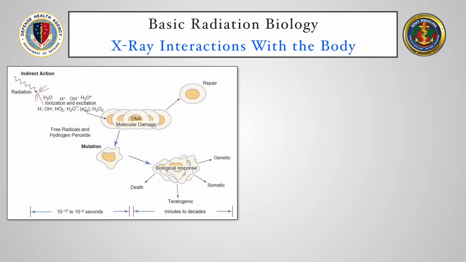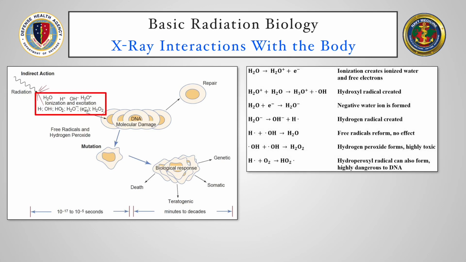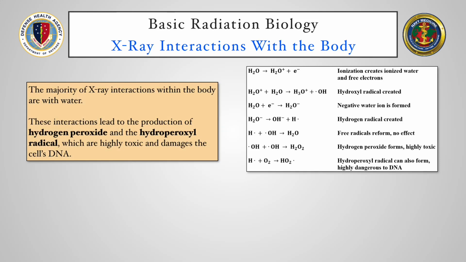Those refer to the effects that are a result of the radiation interactions within the body that create reactive chemical species, which then go on to interact with the DNA in the cell. Because water makes up 70% of the human body, the majority of radiation-induced damage from medical X-rays is caused by radiation interactions with these water molecules. The majority of X-ray interactions lead to the production of hydrogen peroxide and the hydroperoxyl radical, which are highly toxic and damages the cell's DNA.